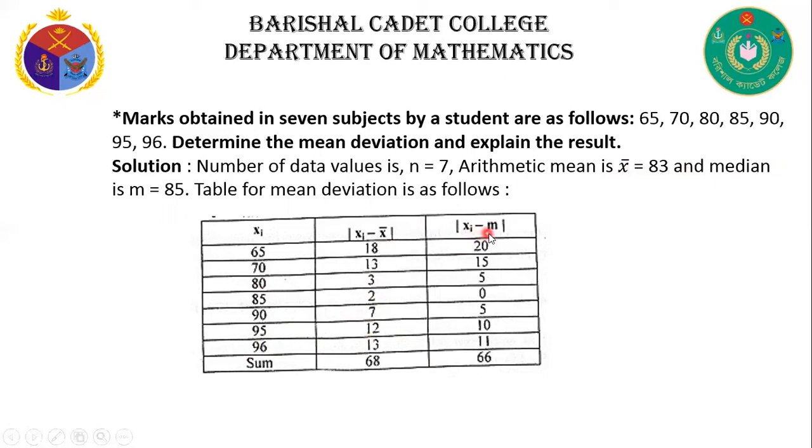Now xi minus M. That means 65 minus 85, that means 20. 70 minus 85, that means 15. Now 80 minus 85, that means 5. In the same way, we find the data 5, 10, 11.